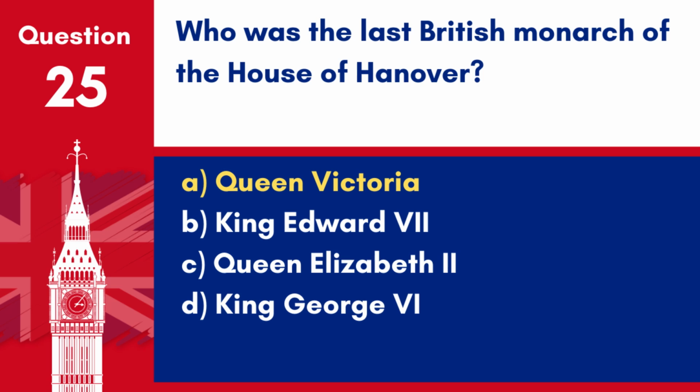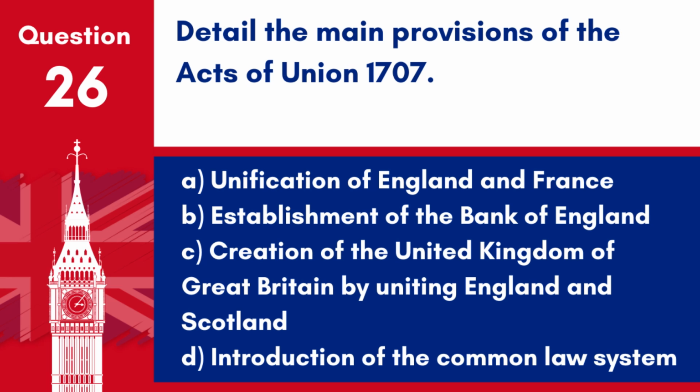Answer: A. Queen Victoria. Queen Victoria was the last monarch of the House of Hanover, reigning until 1901. Question 26. Detail the main provisions of the Acts of Union 1707.